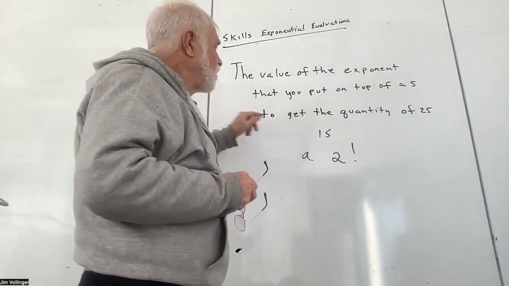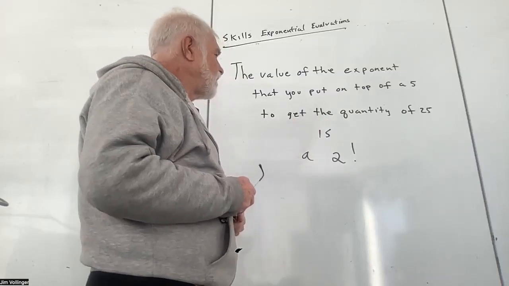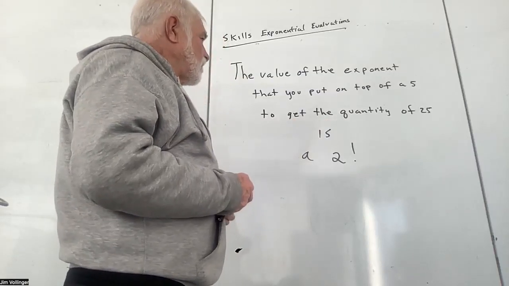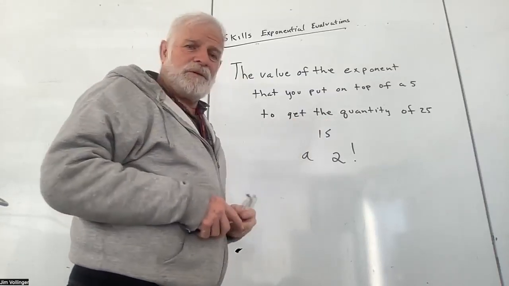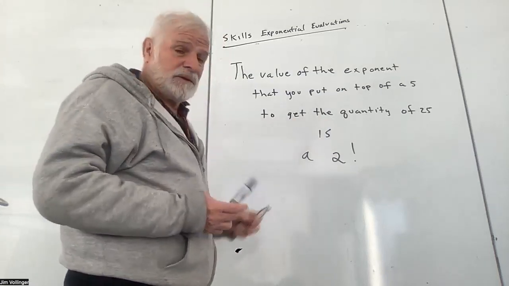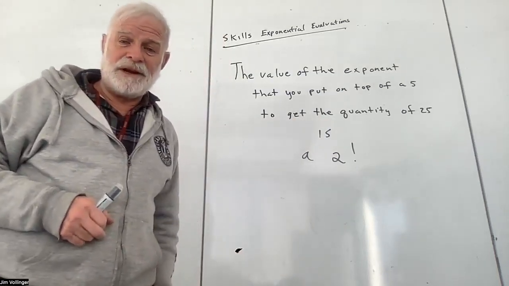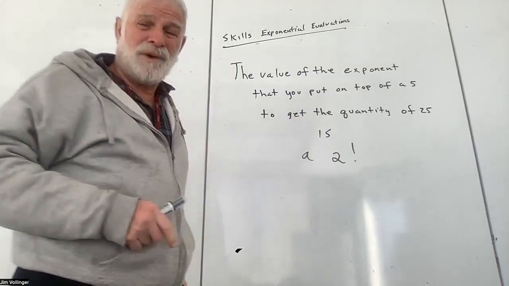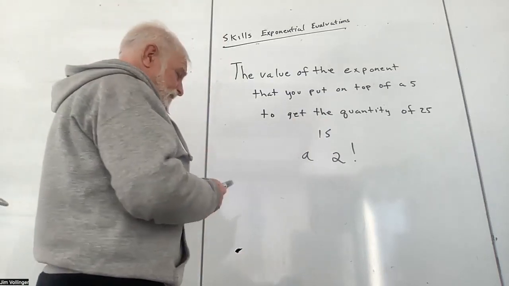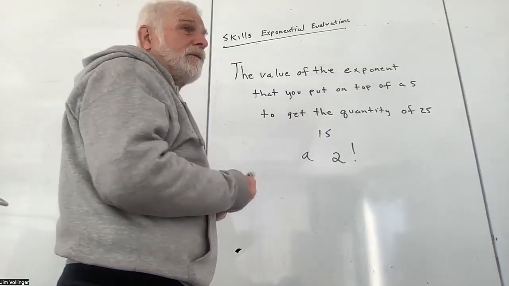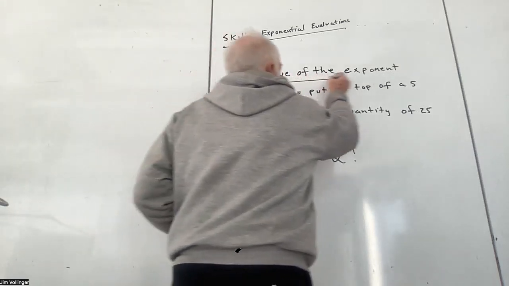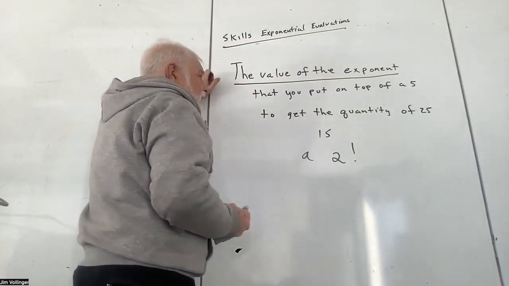The value of the exponent that you put on top of a 5 to get the quantity of 25 is a 2. And I asked you to write it symbolically, because if that's the way we communicate mathematically, we're never going to get anything done because it took me too long to write that. All right, so many of you know how to do this now. What do you write when you say the value of the exponent?